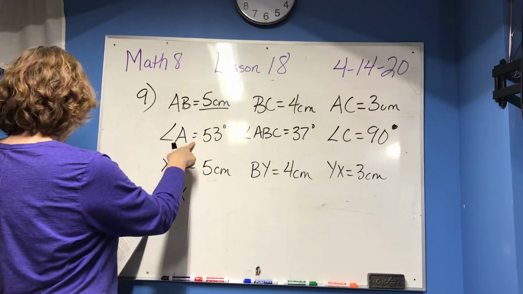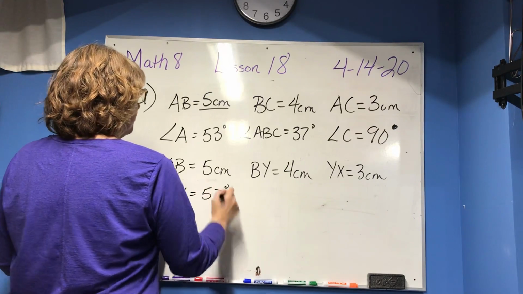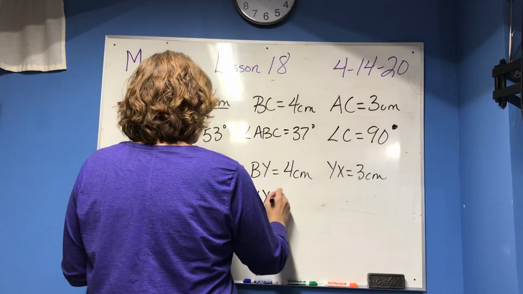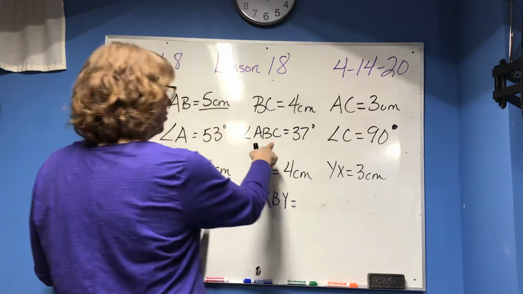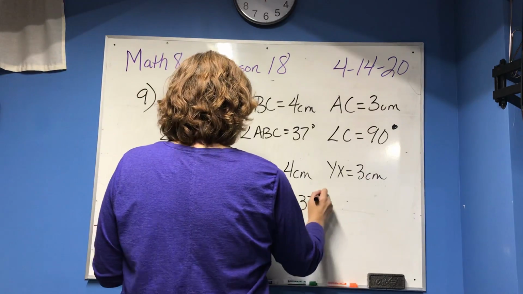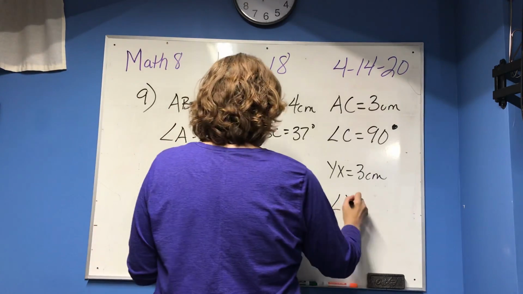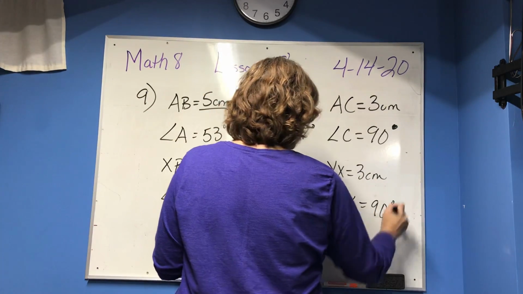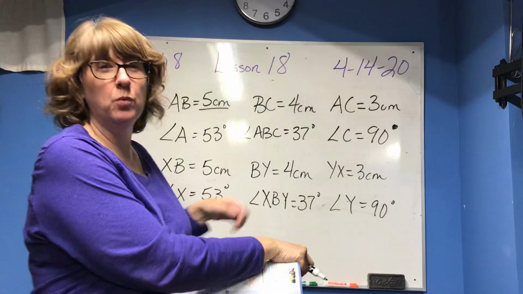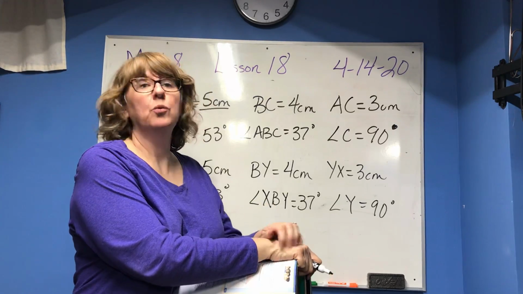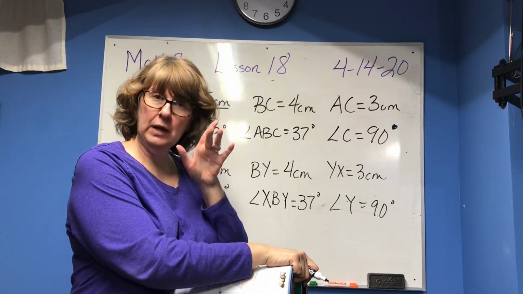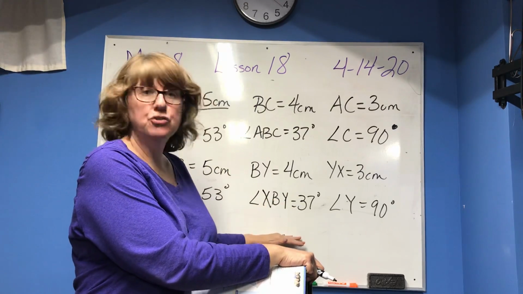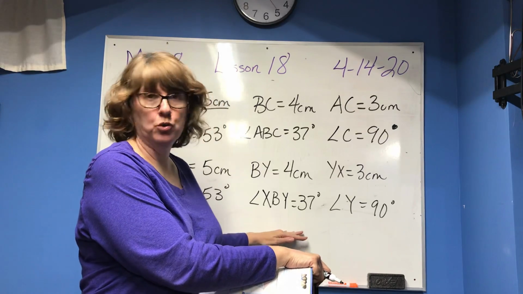Angle X congruent to angle A, 53 degrees. Angle XBY congruent to angle ABC, 37 degrees. Angle Y congruent to angle C, 90 degrees. Okay, so they really wanted you to measure with a ruler, with a protractor. If you didn't have one, it's okay. The moral of this question is, in these transformations, they do not change size or shape, okay?